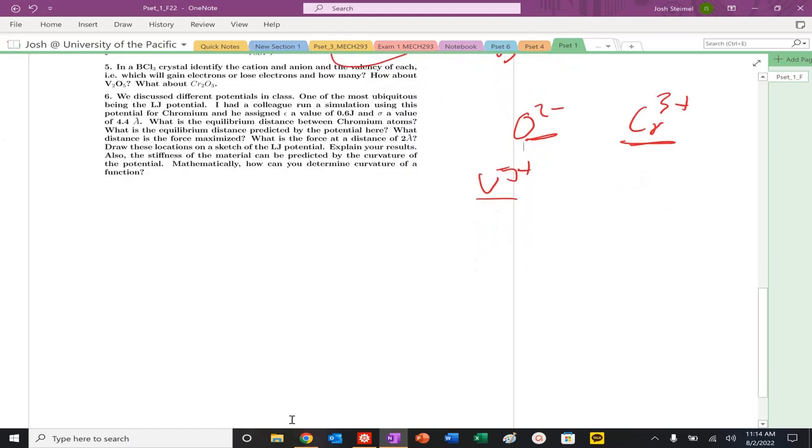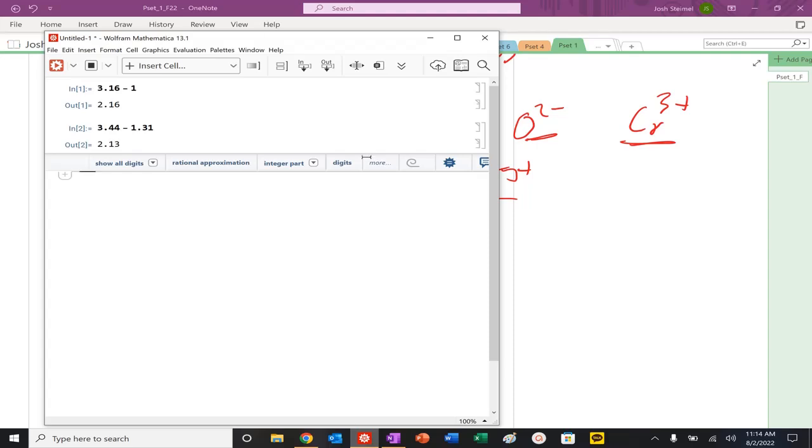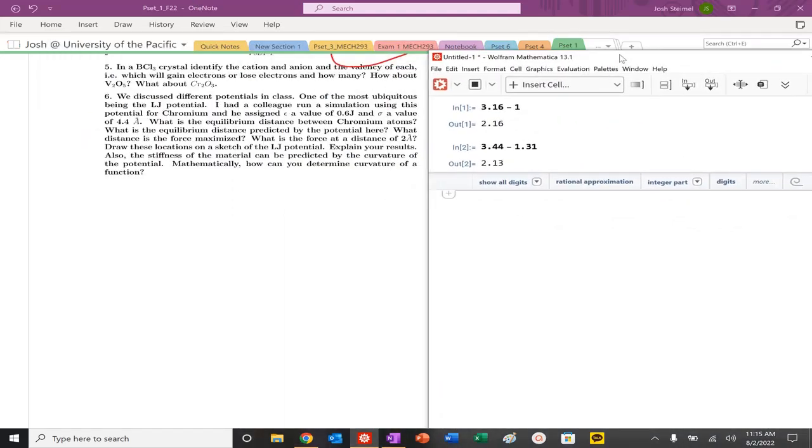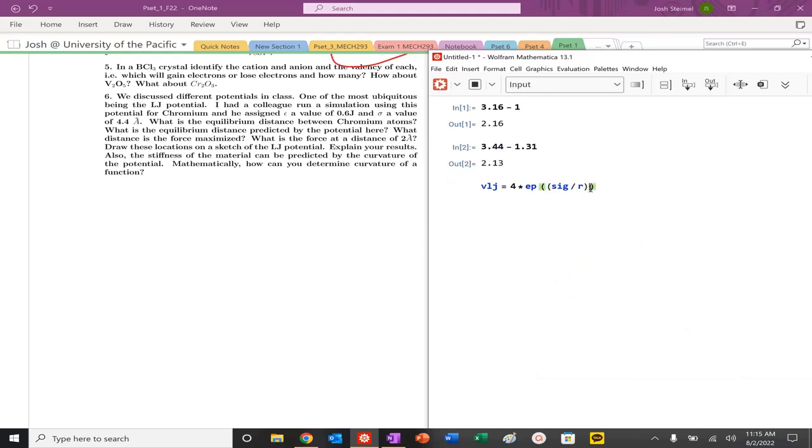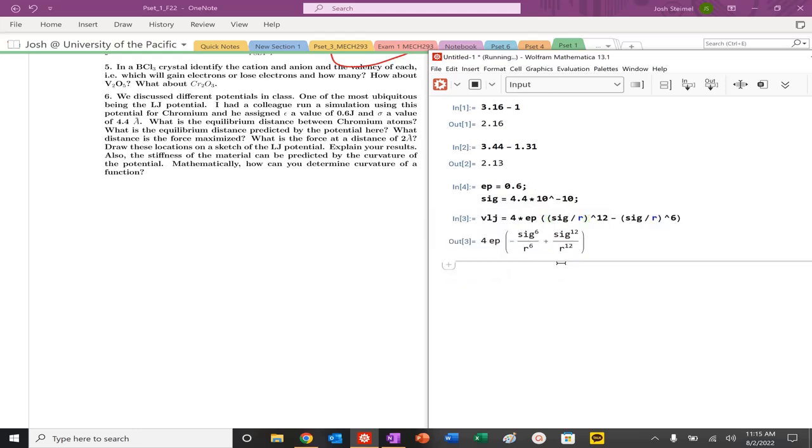Fantastic. All right, so we discussed different potentials in class 1, most ubiquitous being the LJ potential. Had a colleague run a simulation for chromium. So let's go ahead and get this. So I have my LJ potential, VLJ, equals 4 times epsilon times (sigma divided by r to the 12th minus sigma divided by r to the 6th). So we know that here we've actually been assigned epsilon equal to 0.6 joules. Sigma is equal to 4.4 angstroms, so times 10 to the -10 meters. So let's put those here.